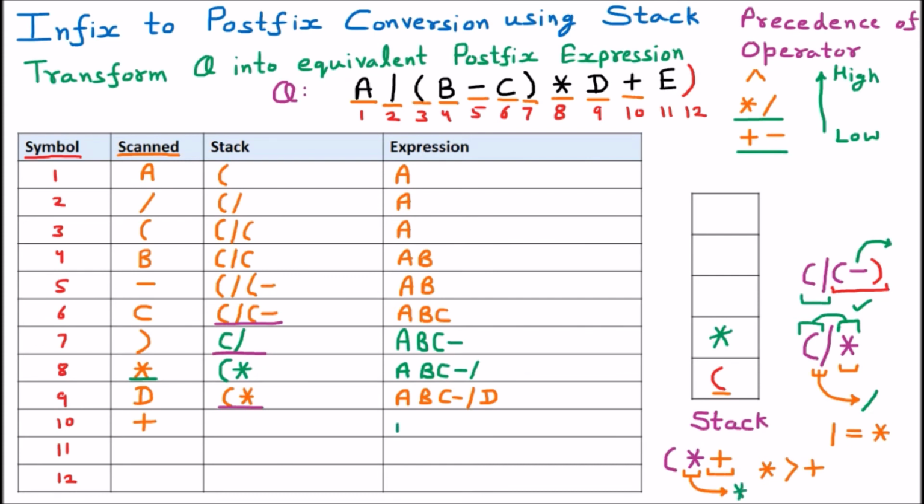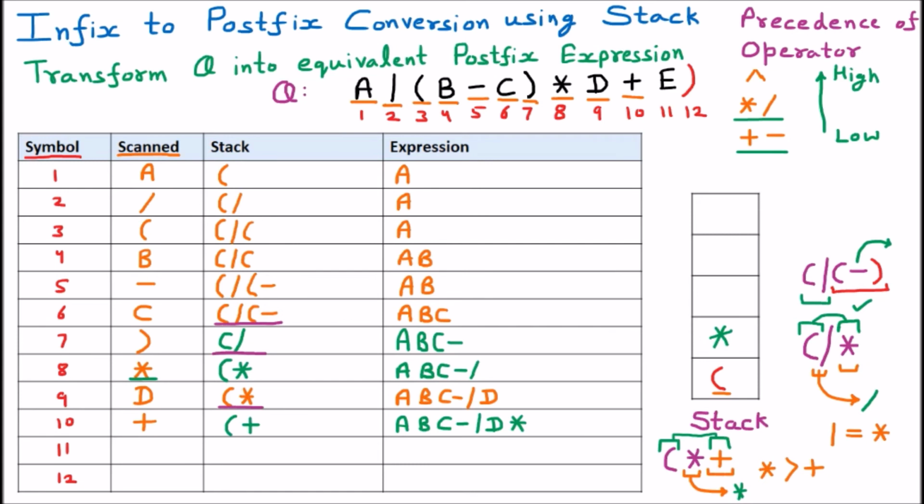So what is the expression? That is A, B, C minus divide D, and the star which is coming out will come here. The remaining part, that means bracket and plus, is on the stack right now. So bracket and plus will be remaining. So that was a shortcut which I have told you.